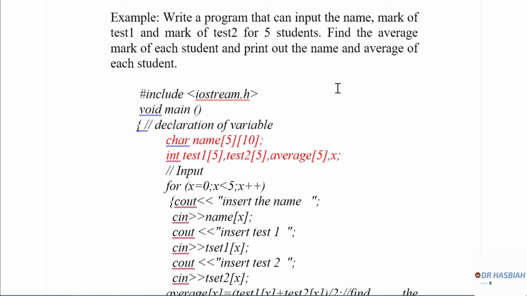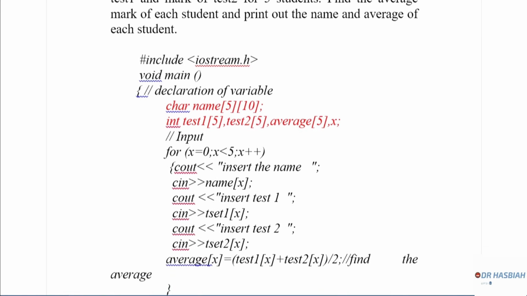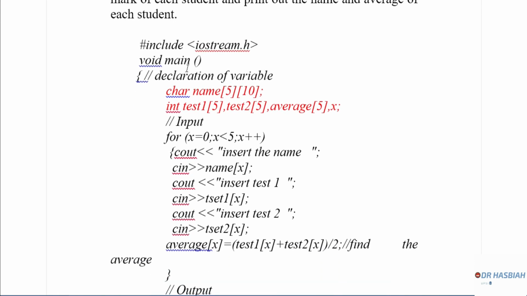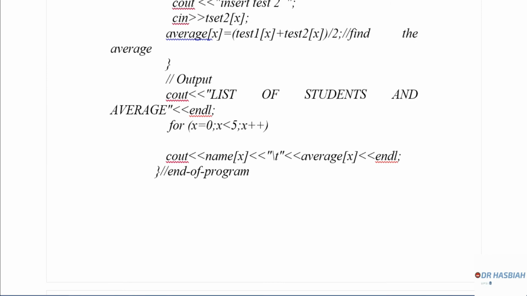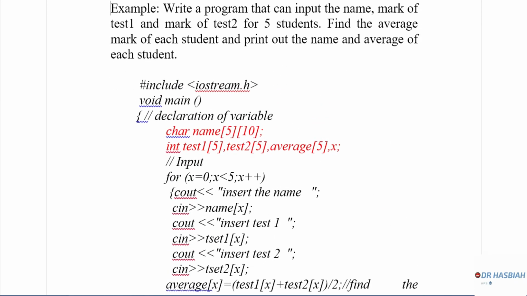So let's see the example here. I've written the solution here. Include iostream.h, void main. This is the normal void main, with the open brace and at the end the close brace for main. At the top I put the comment, declaration of variable, meaning we want to declare the variables that we are going to use in this program, in this array.